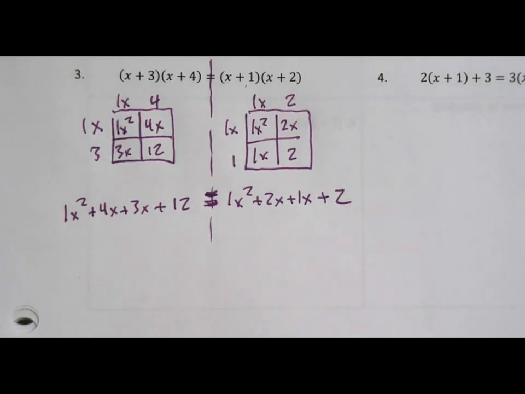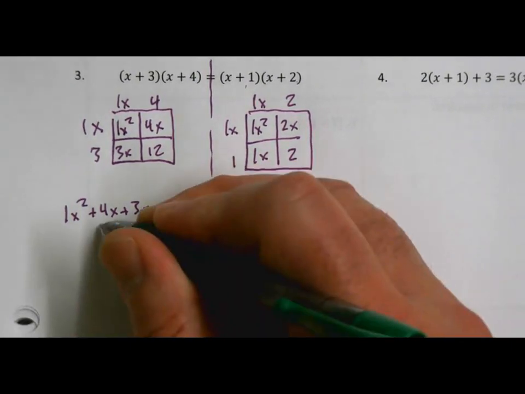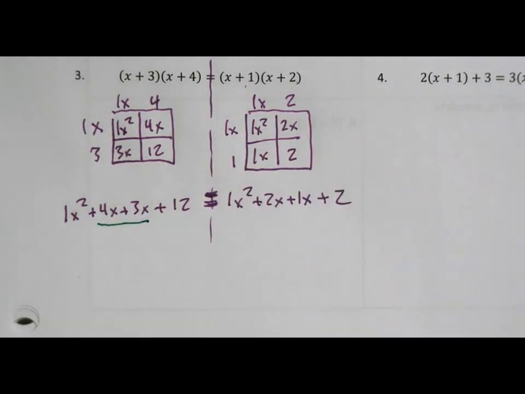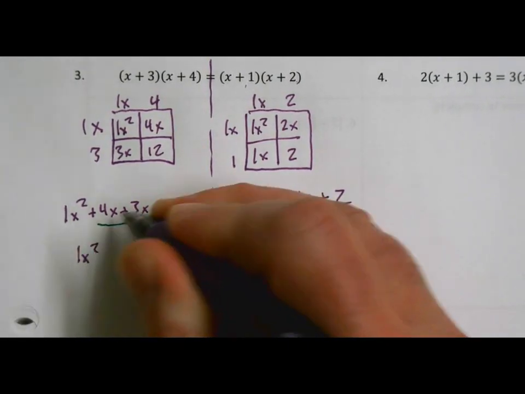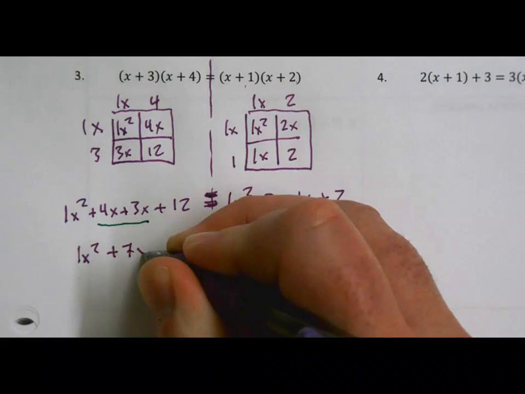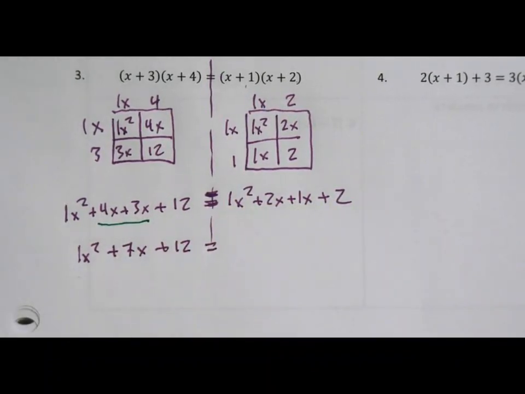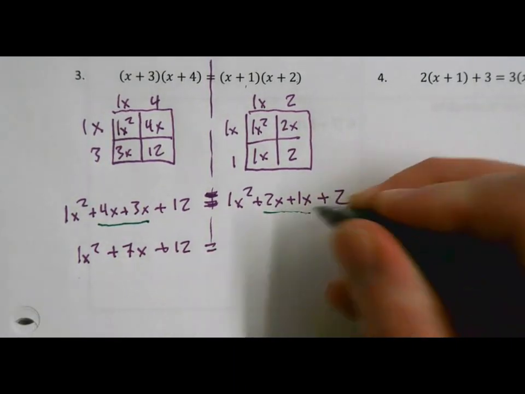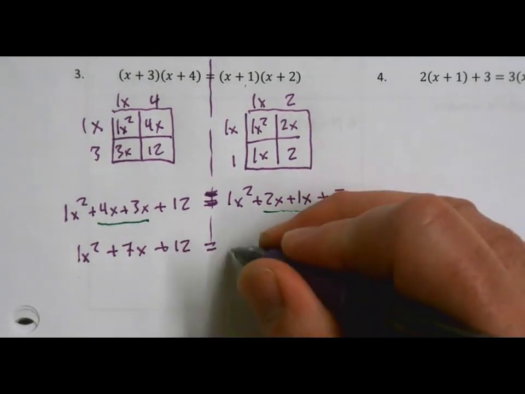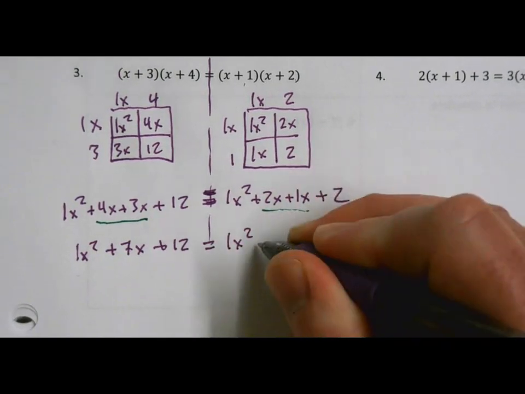Like terms. Let's look for like terms on the left side. Do you see any? I see a 4x and a 3x that we can put together. Let's go ahead and do that. We'll still have our 1x squared. 4x and 3x is 7x. And then over here, I think we got a couple x's we can put together as well. 2x and 1x is 3x.